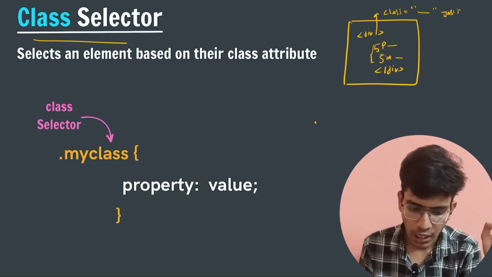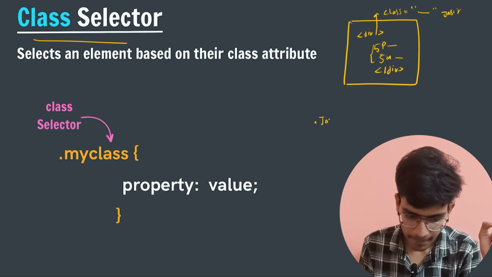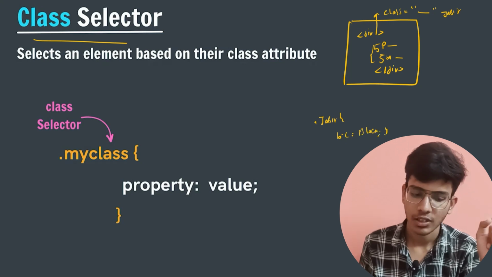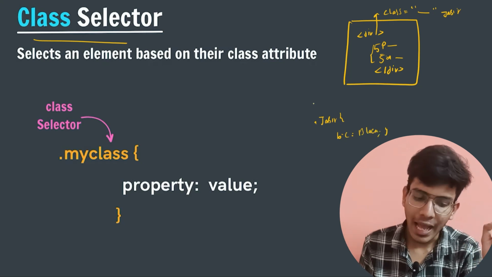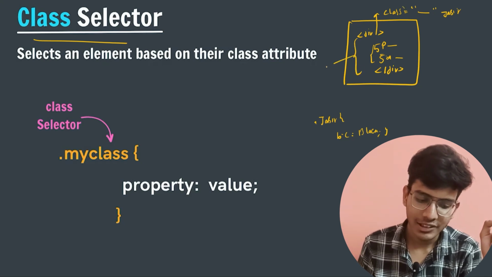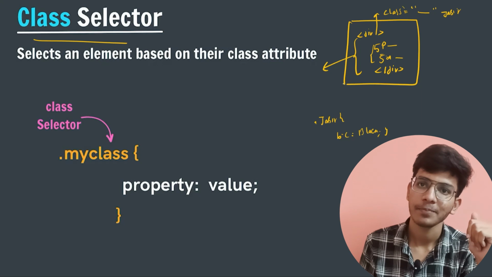So here I will give dot Jabir, and I will give background color as black. Like this I will give. Now what will happen is that for all of this class, the styling will get applied. Right, I hope you have understood.